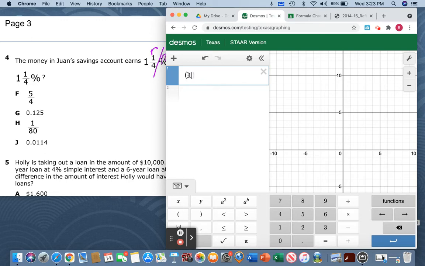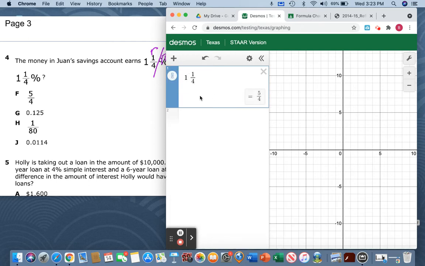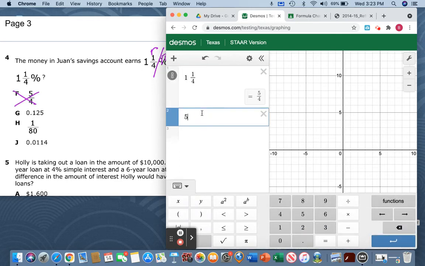So 1 1/4 all over... Actually, type in 1 1/4 and hit the magic fraction button. 5/4. It's the same as F. Oh, we can mark out F because we want less than. So I'm going to put 5/4 to see what it is as a decimal. 1.25. That doesn't fit any of them. So there's no other ones that we can eliminate right now.